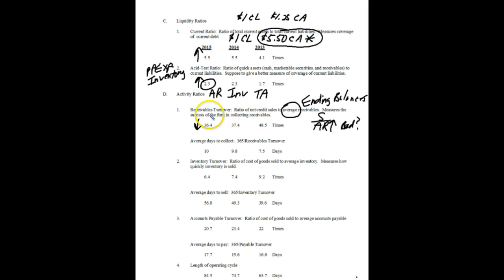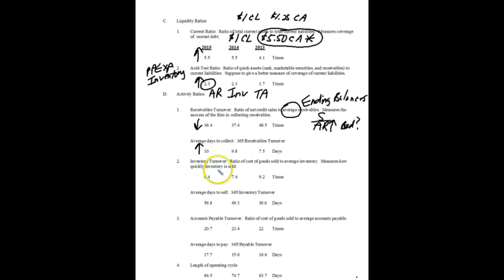For instance, if something happens 36 times during the year, well, how many days on average would that be? Well, I would just divide the 36 into 365 days, and I would get 10 days. So we can see in 2015, on average, it took them 10 days to collect, where in 2013, it only took them 7.5 days. So here again, it looks like it's taking longer to collect. It could be that that's why it truly is taking them longer to collect, or it could be they just have some bad accounts they need to write off.